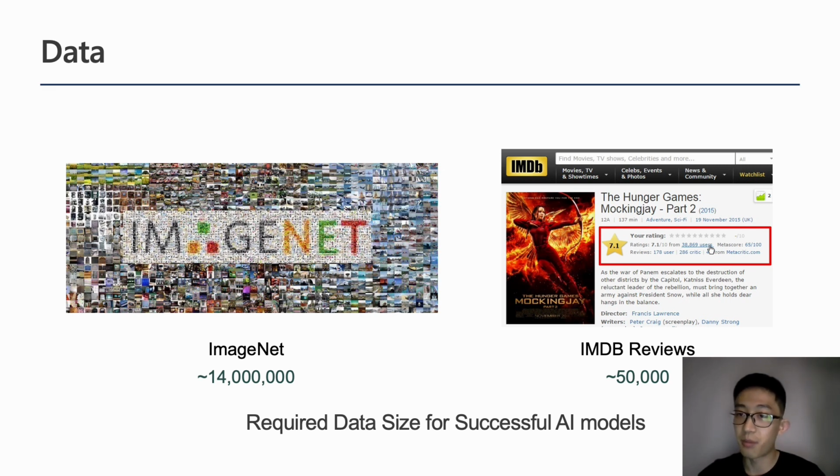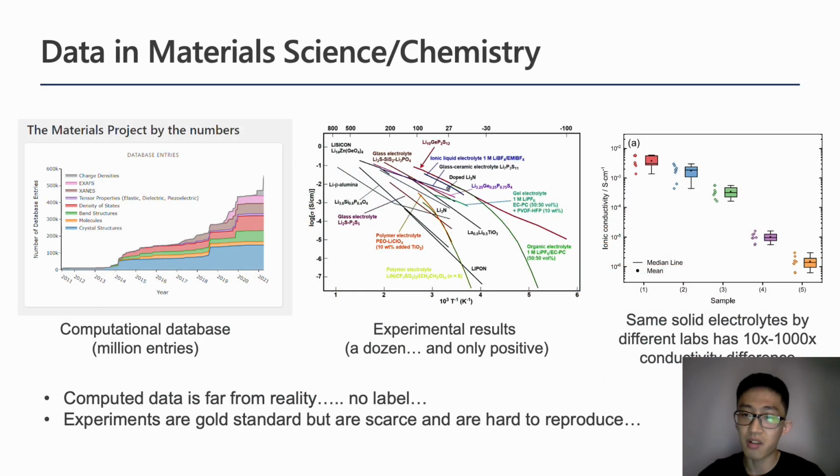Here I show the minimal sizes of data sets where machine learning, especially deep learning, has achieved quite some success. The number usually goes up to 10 million. It's quite a large number. Now let's take a look at what we have in material science. On the left-hand side, we have the computational databases, say Materials Project. It has millions of entries of DFT-computed crystal structures. Such a number is not really that bad.